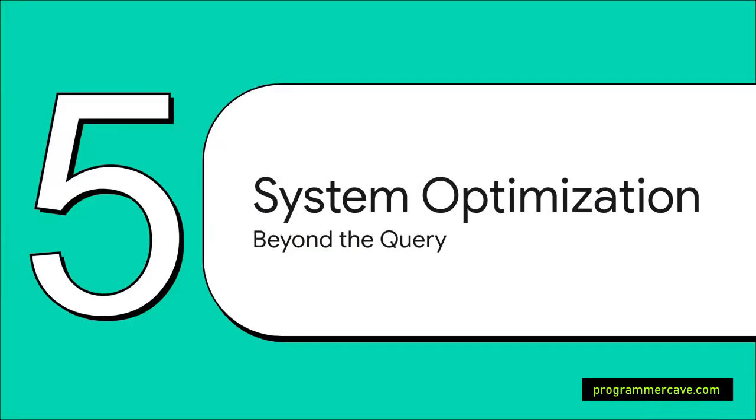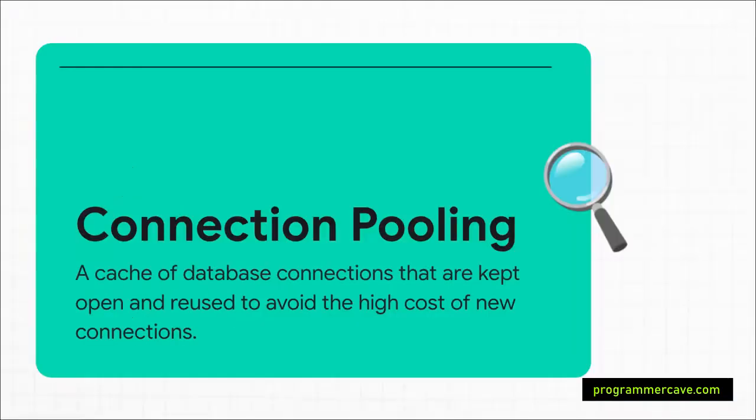Okay, so writing fast queries is a huge piece of the puzzle. But it's not the whole puzzle. To really get top-tier performance, we've got to zoom out and look at the whole system. And the massive part of that bigger picture is something called connection pooling. You might not realize this, but opening a new connection to your database is actually really expensive. It takes time, it takes resources. Connection pooling is the clever trick to get around that by keeping a cache of connections ready to go.